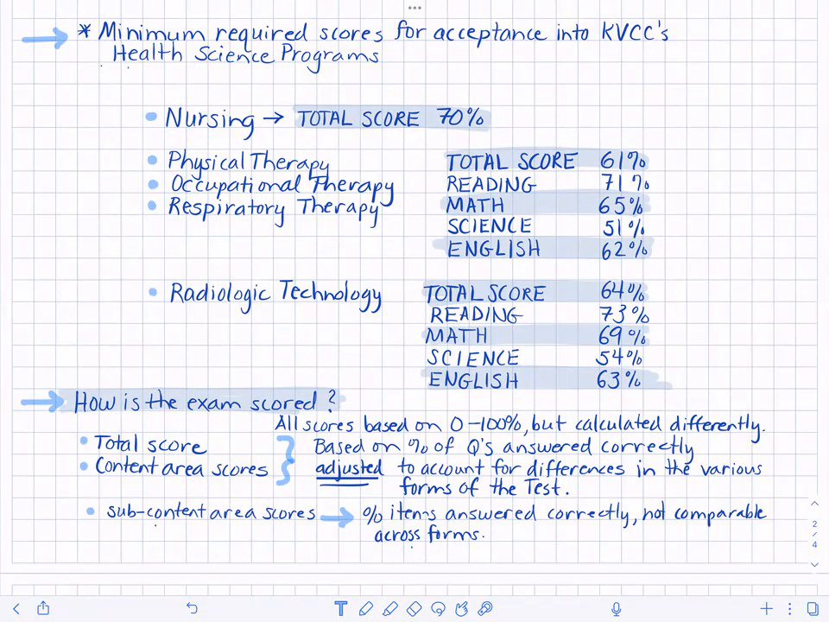The physical therapy, occupational therapy, and respiratory therapy programs all have the same cutoff scores, expecting a total score of 61, reading 71, math 65, science 51, English 62. And finally, the Rad Tech program is expecting a score of 64% total, 73% reading, 69% math, 54% science, and 63% English.